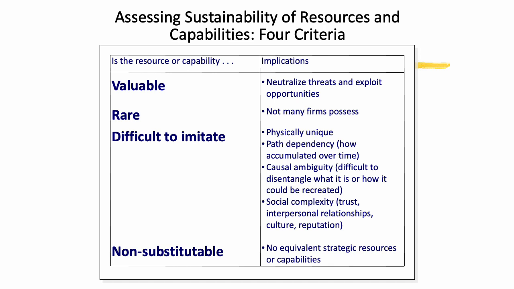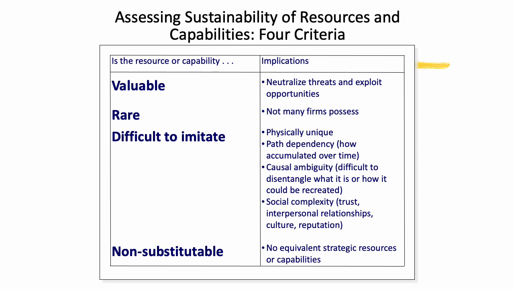Second, is it rare? Do many other companies have this resource or capability? Third, is it hard for somebody else to imitate? Even if they don't have it, if it is rare, what makes this something that other people can't replicate? There are 4 main ways for a resource or capability to be difficult to imitate. The first is that it would be physically unique. It's something that you've patented, or maybe it's based on a raw material that's difficult to acquire. Because of that, you have a physically unique resource that is difficult for somebody else to replicate.